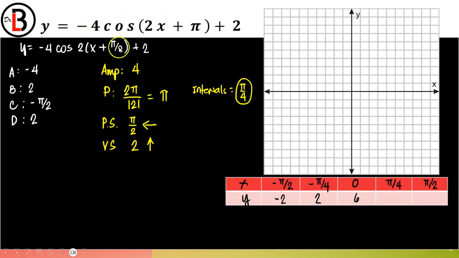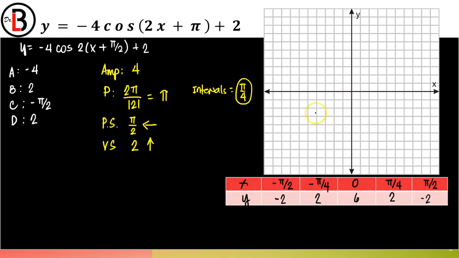45 plus 90 times 2, that's 270. Cosine of 270 is 0, plus 2 is 2. And lastly, 90 plus 90 is 180, times 2 is 360. Cosine of 360 is positive 1, times 4 is 4, plus 2 is 6.